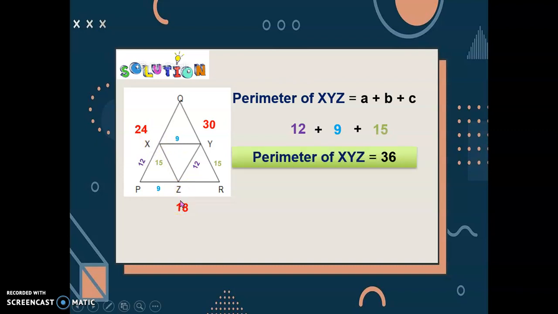So, all I have to do is just find the sum. 12 plus 9 plus 15 is 36. So, therefore, the perimeter of the smaller triangle, which is XYZ, is 36. So, i-apply lang po natin yung theorem of parallelogram and the midline theorem.